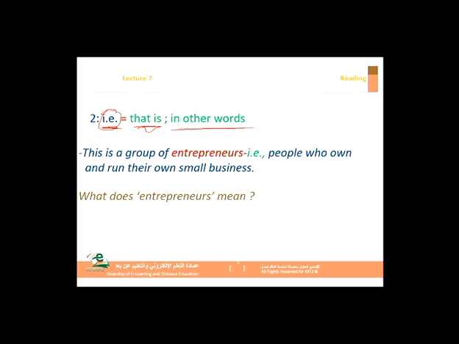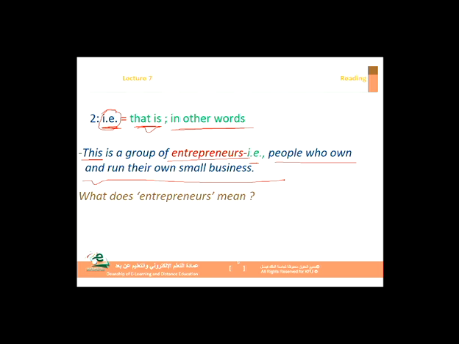Let's read this example. Let's assume that now we have a reading passage, you continue reading, and then you have this sentence here. This is a group of entrepreneurs. Now we don't know what that means, I.E., so that is, people who own and run their own businesses. All right, so now we understand. So if you know a person who owns and runs his own business, then that person is an entrepreneur.